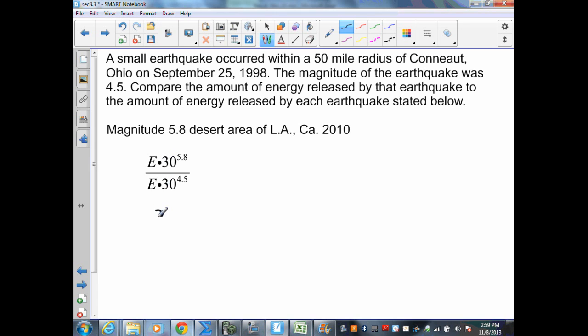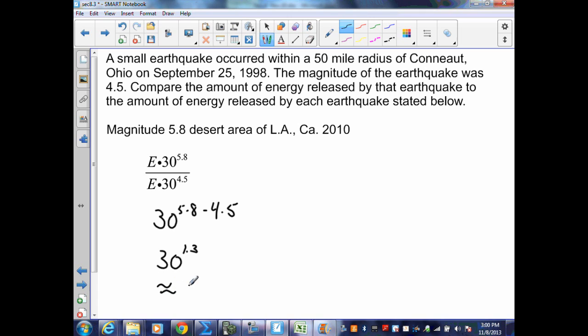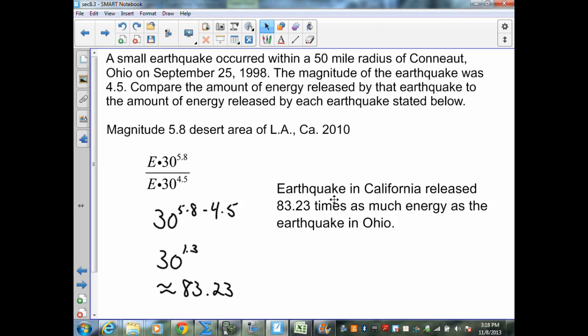I have a common base, which is 30, and when I'm dividing, I know I subtract exponents. So that's 30 to the 5.8 minus 4.5. Then what I'm going to do is simplify to be 30, and 5.8 minus 4.5 is 1.3. So I have 30 to the 1.3 power, and when I plug that into a calculator, I approximately get 83.23. Therefore, the earthquake in California released about 83.23 times as much energy as the earthquake in Ohio.